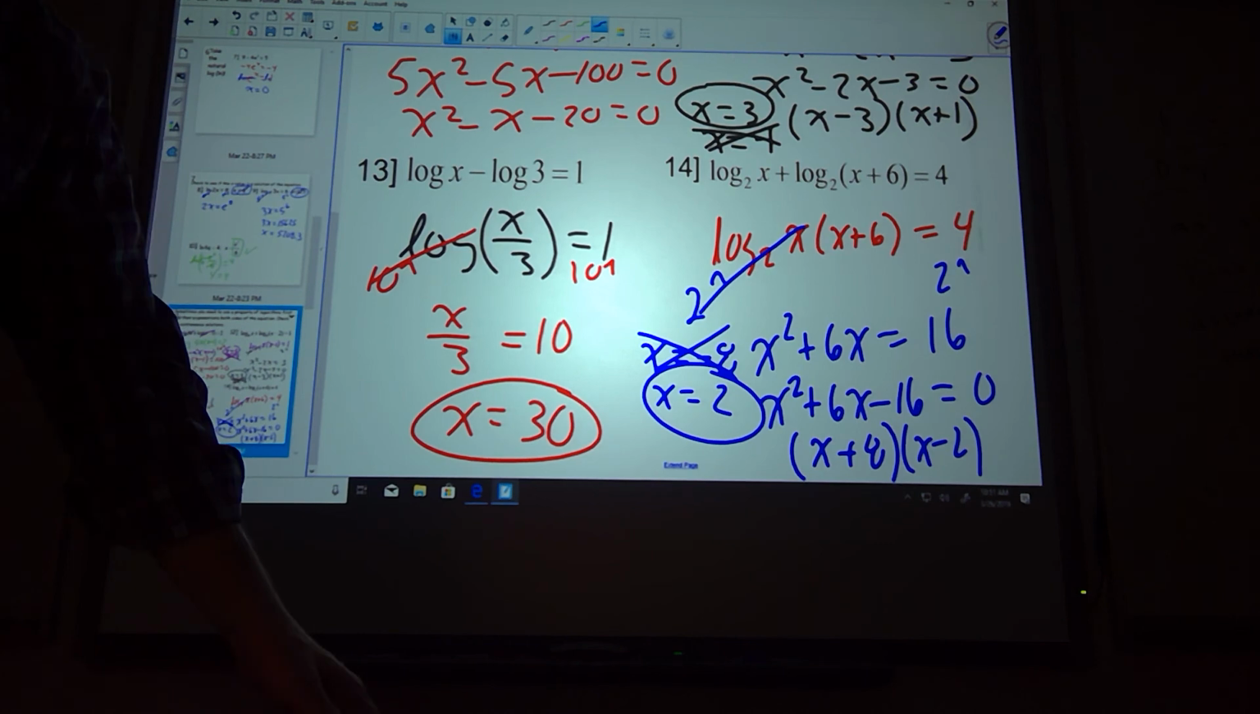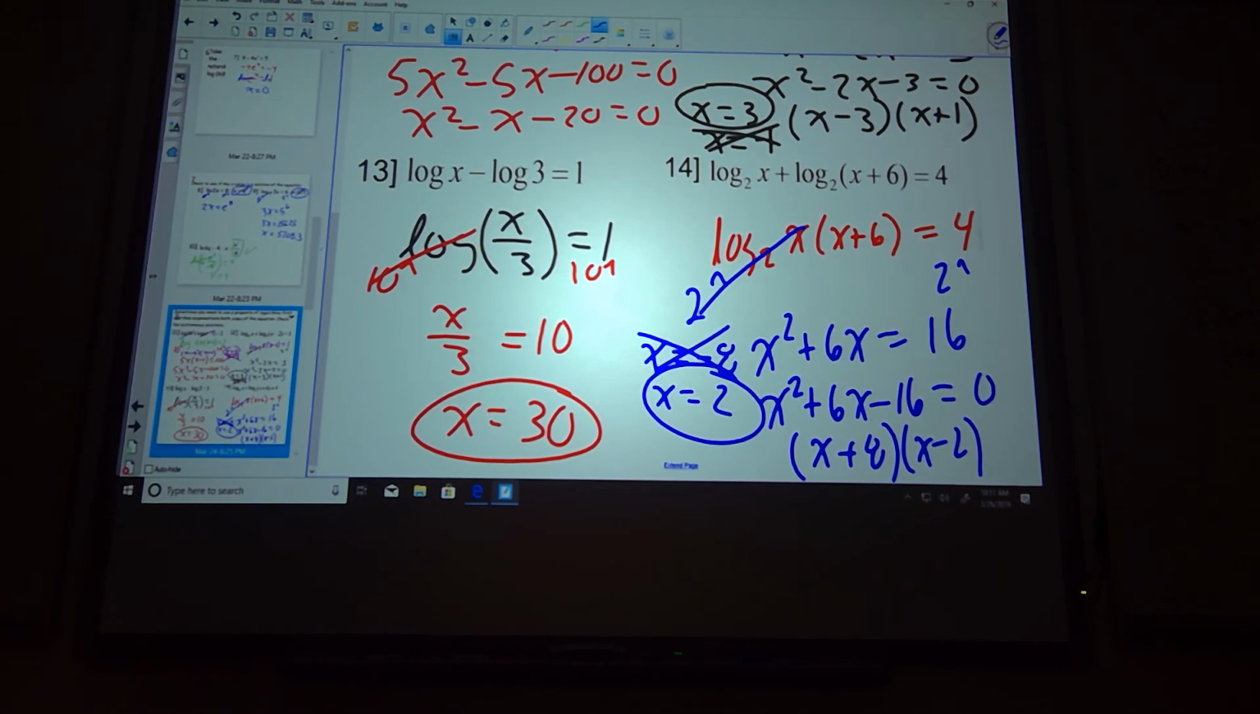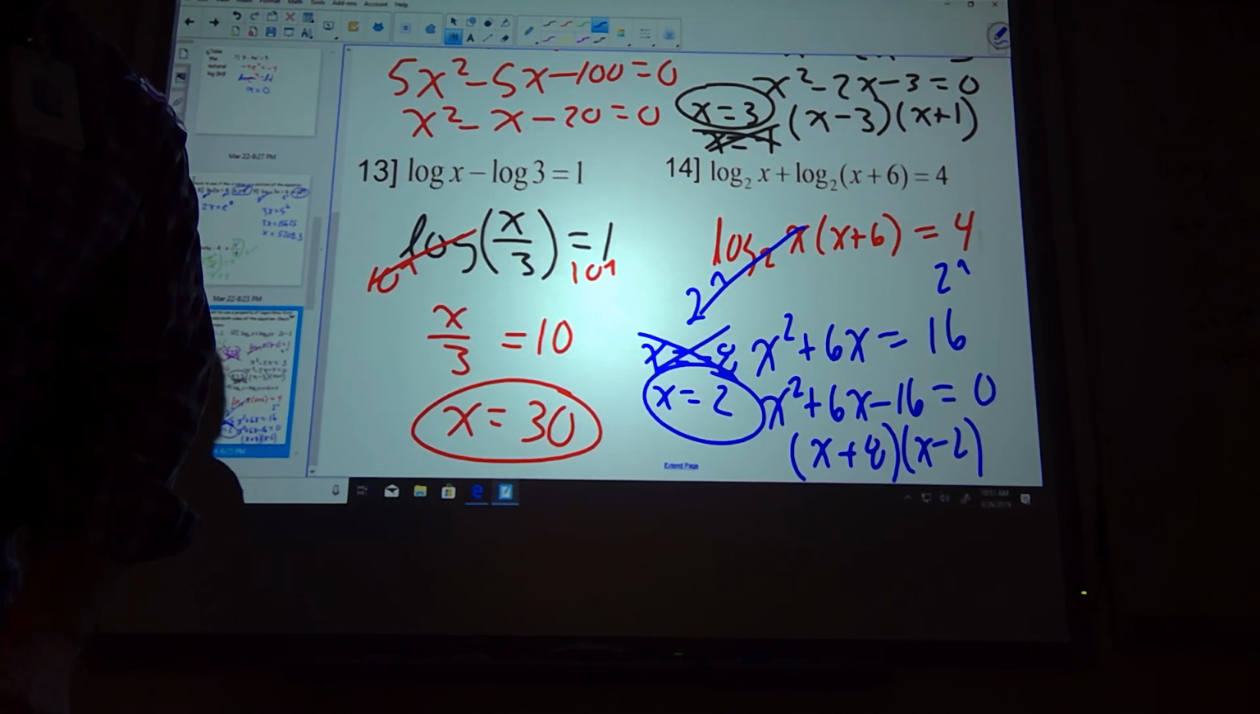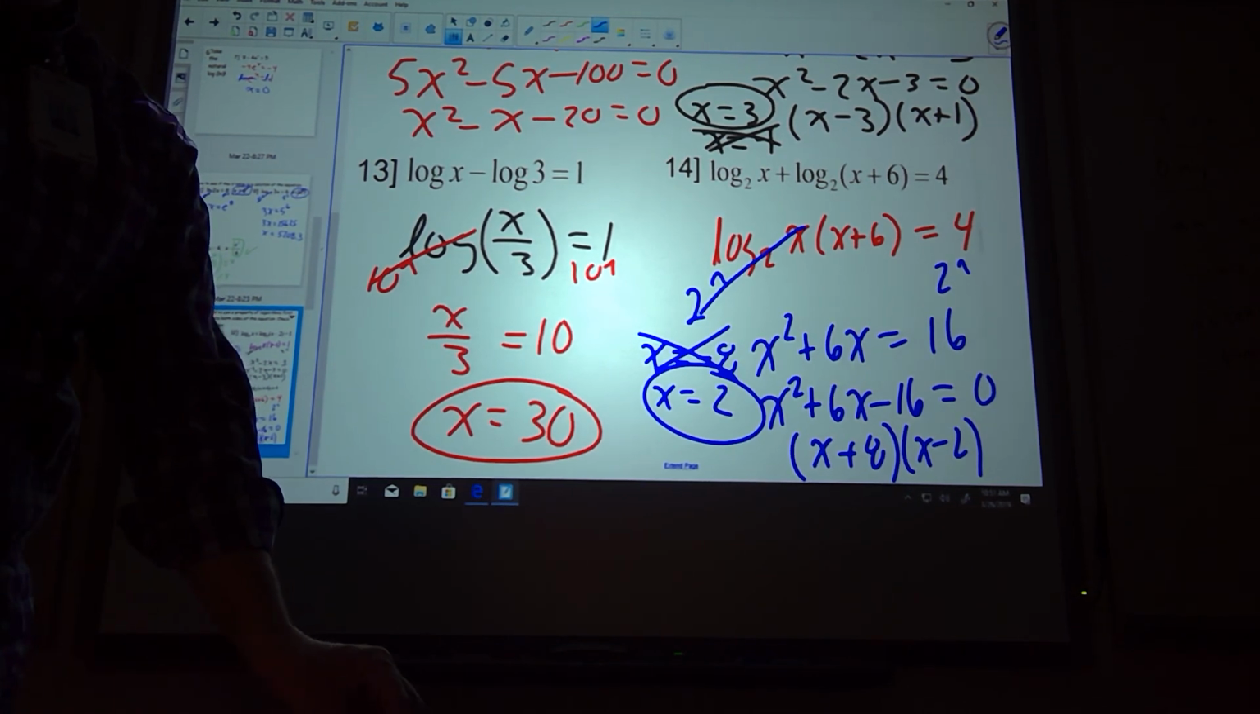So double check your answers. Make sure you don't come up with an extraneous solution. If you come up with one, that's fine. Just make sure you label that it is not your answer.